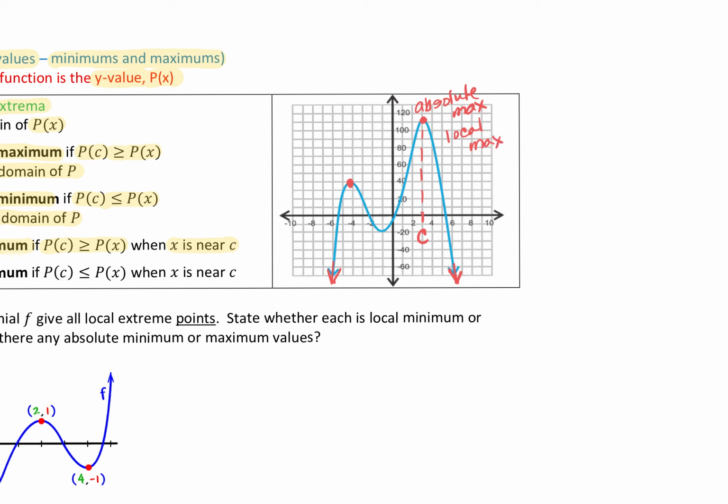But this other value here corresponds to, it looks like -4, and the y value looks like it's 40. This is a local max, but it is not an absolute max because there is a y value that is larger.